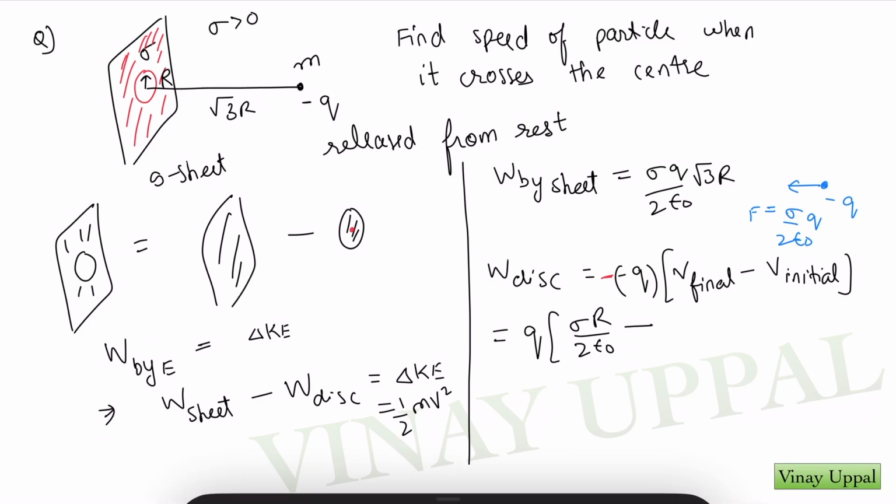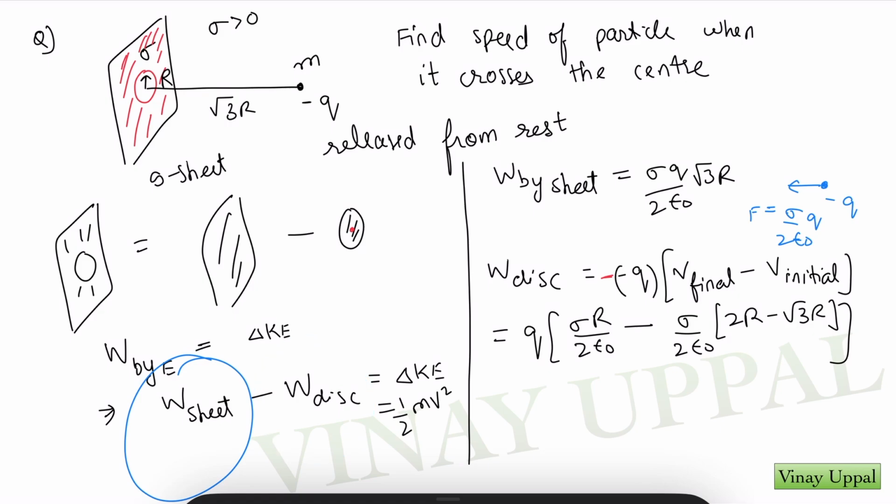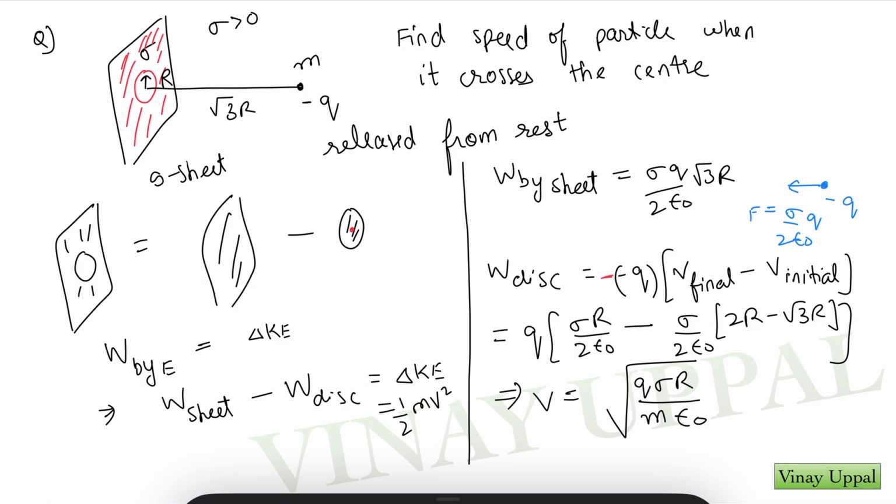So let's just substitute that. The initial potential was sigma by 2 epsilon naught times 2r minus root 3r. Alright, now I'm going to simply substitute the work done by the sheet and the work done by the disk here, and equate it to half mv squared, which is the final kinetic energy. Initially, the particle was at rest. And so I'll get the velocity as the square root of q sigma r by m epsilon naught. So this is the velocity that you'll get for the point charge.